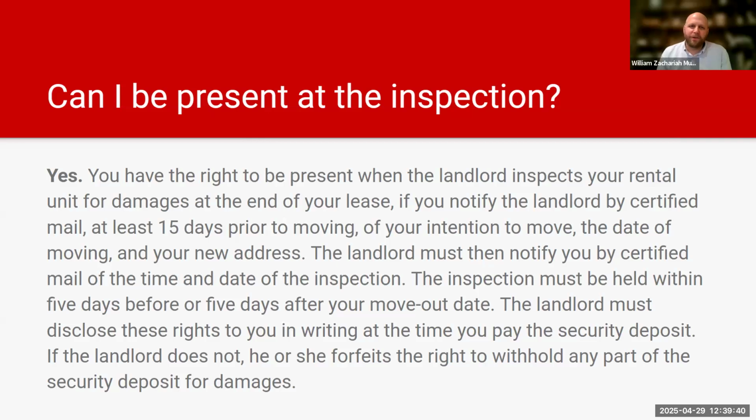And the landlord must tell you that you have a right to do this in your lease. It's one of the requirements that leases provide in Prince George's County and in Maryland.